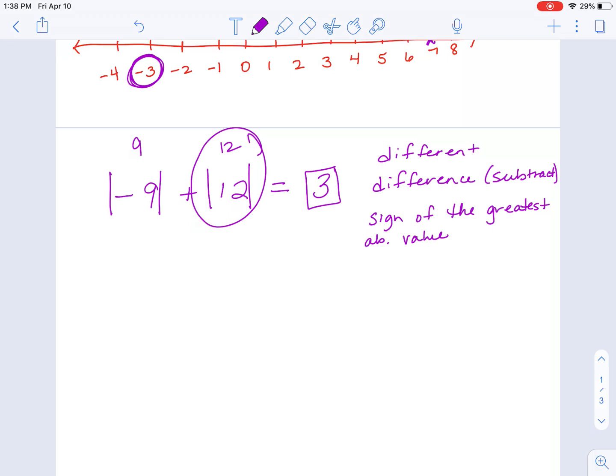Okay, think about it as money. If you owed me $9 and you got $12, you would pay me the 9 and you would have $3 left. Positive 3.